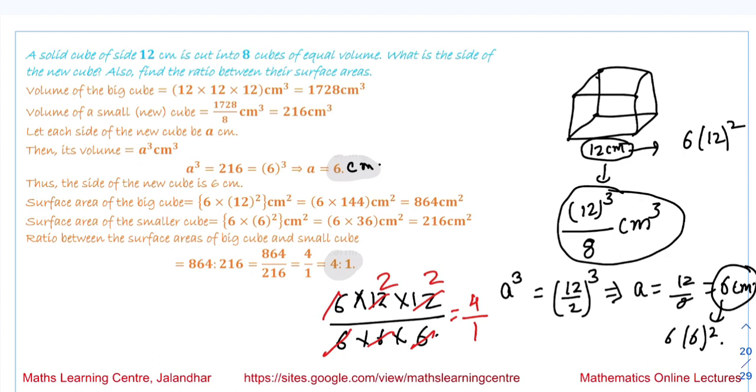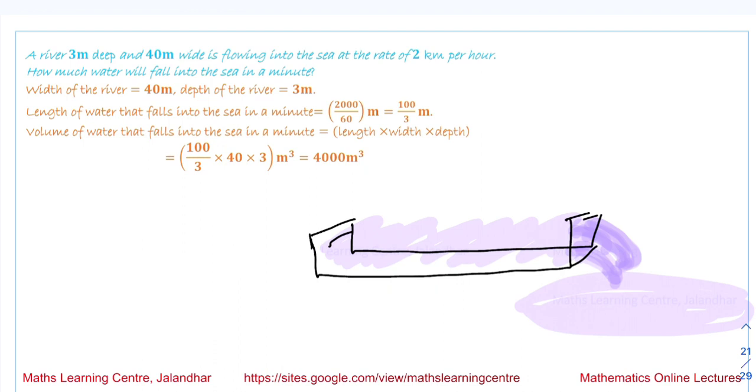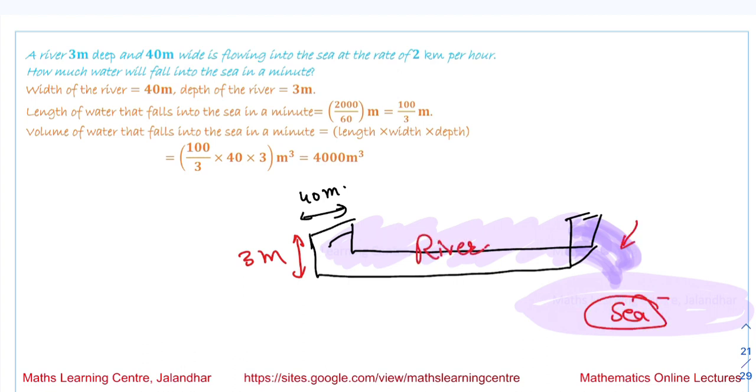Next is, a river 3 meter deep and 40 meter wide is flowing into the sea at the rate of 2 kilometer per hour. So we are given that the river's breadth is 40 meter and its depth is 3 meter, and the water is flowing into the sea. The rate at which the water is flowing is 2 kilometer per hour. So how much water will fall into the sea in a minute?